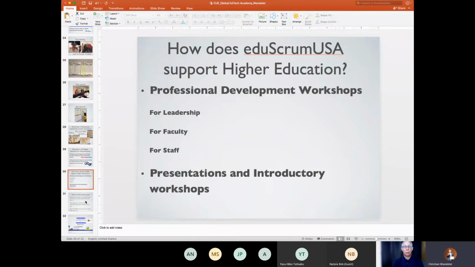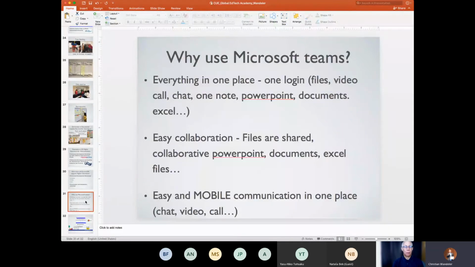There's a lot of software that you can use, but I think one reason Microsoft Teams might work really well with this is that you have everything in one spot. There's one login, and then you have files, video, call, chat, everything is there. So that makes it simple. Then it's easy to collaborate, right? All the files are shared and they're collaborative files.